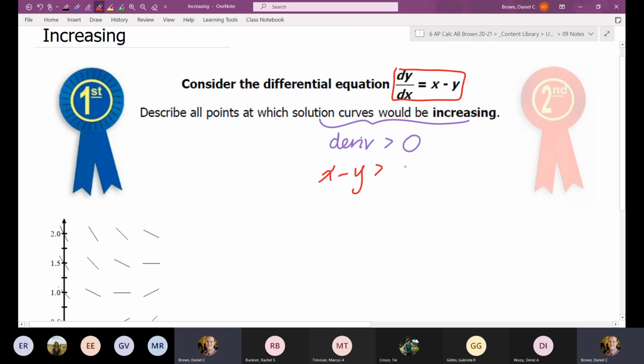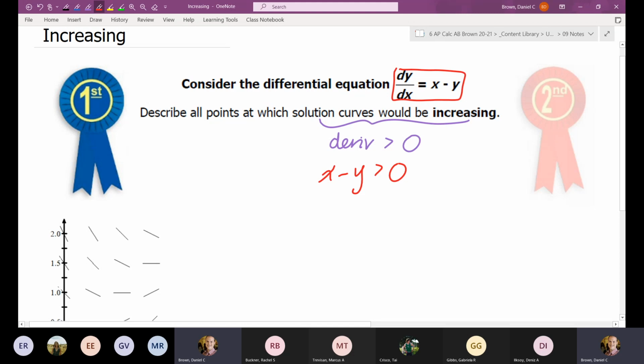I could change that up a little bit, like I might say, hey, find where the curves are decreasing. That would be when the derivative is less than 0. Or maybe I could say, hey, where are there horizontal tangents? That would be when the derivative is equal to 0. And then we want to somehow make this usable.